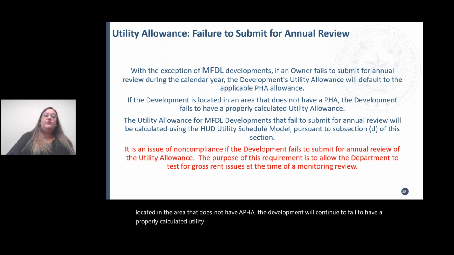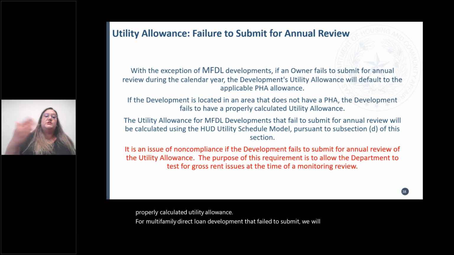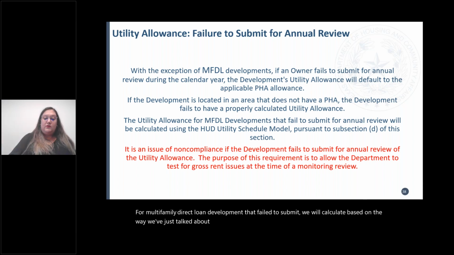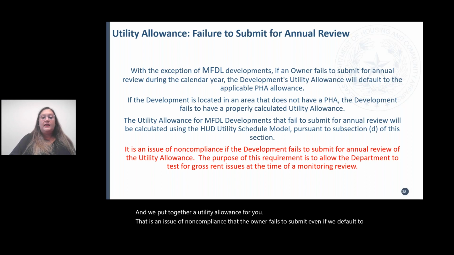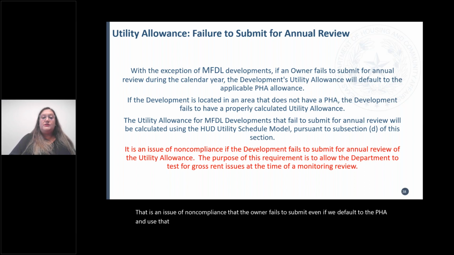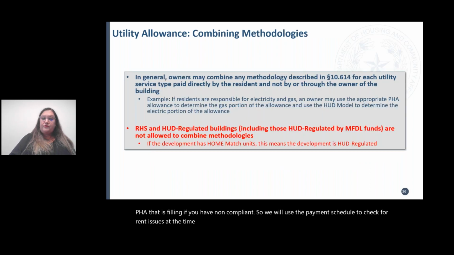For multifamily direct loan developments that fail to submit, we will calculate based on the way we've just talked about, where we get that median rate plan and we put together a utility allowance for you. That is an issue of non-compliance if the owner fails to submit, even if we default to the PHA and use that. That is not saying that you don't have to submit and we're just going to default to the PHA. That is still an issue of non-compliance, but we will use the PHA schedule to test for rent issues at the time of a monitoring review.